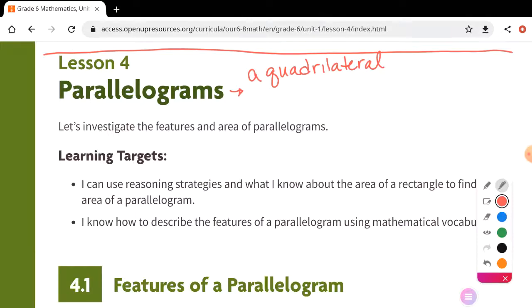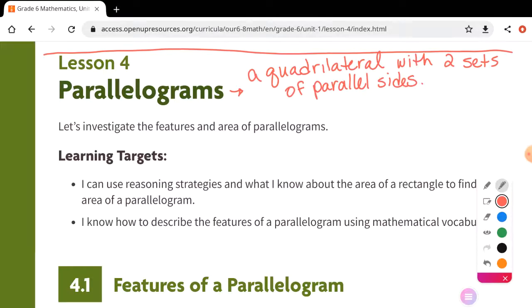Chase? It has two sets of... He's on the right track. Has two sets of what, Jude? Parallel sides. A quadrilateral with two sets of parallel sides. Okay, so that is a review.